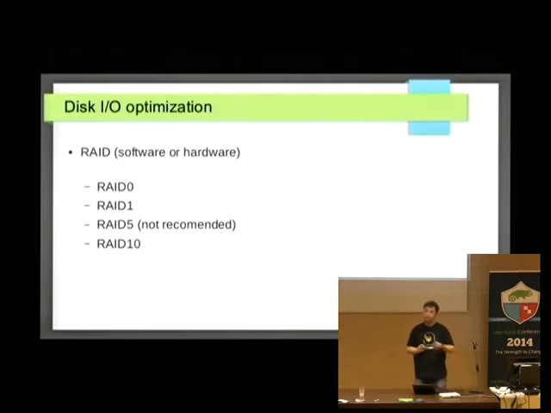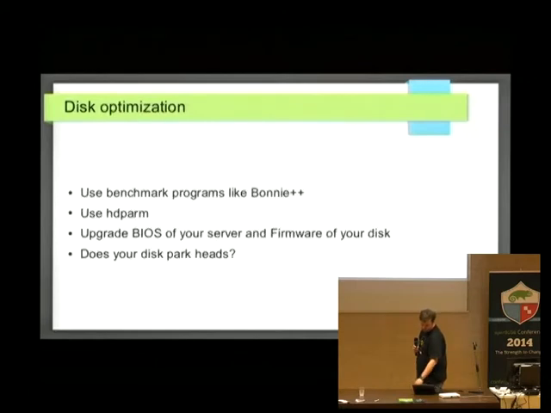It's not recommended. It's very slow. If you want to use something like RAID 5, it's better to use RAID 6. And RAID 10 is the best choice, but you will lose half of your disk capacity. When we are talking about disk optimization, you must always use benchmark programs like maybe Bonnie++ to measure disk speed. You can use hdparm, sdparm.